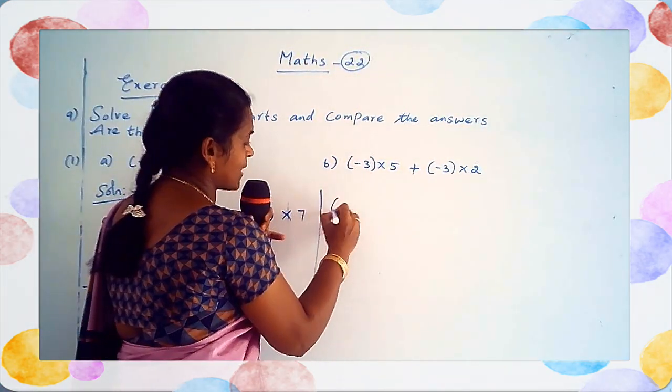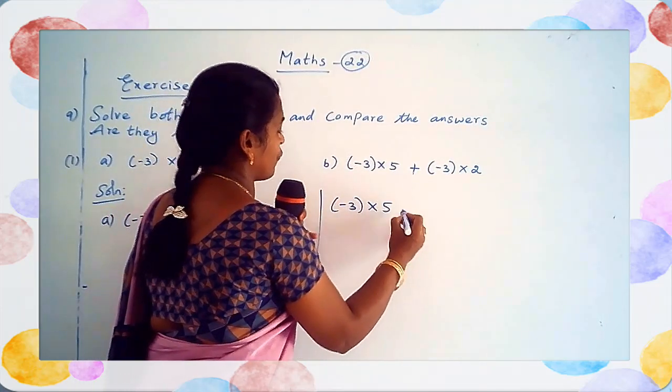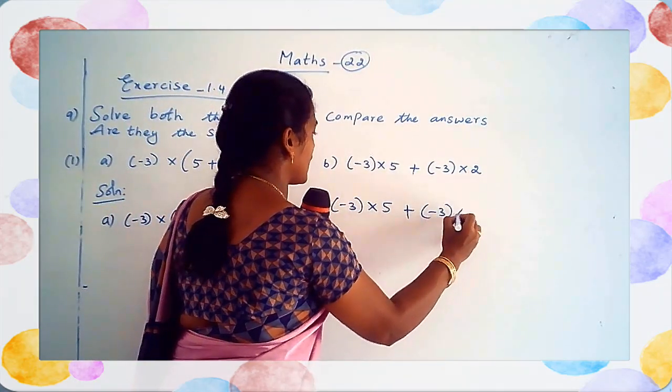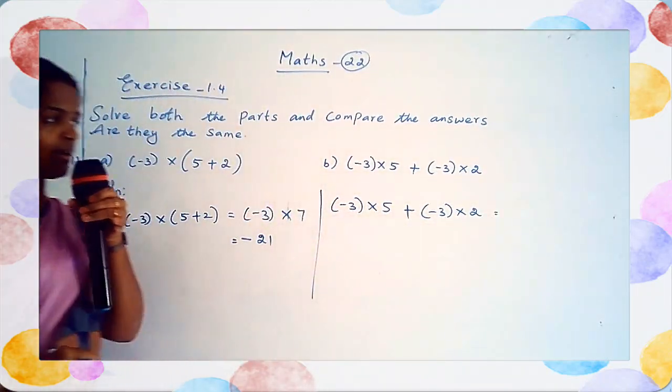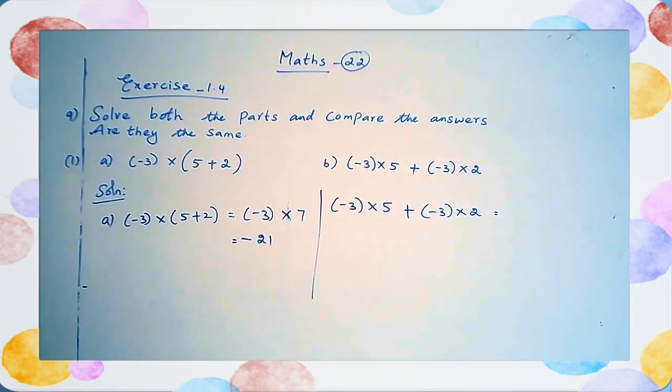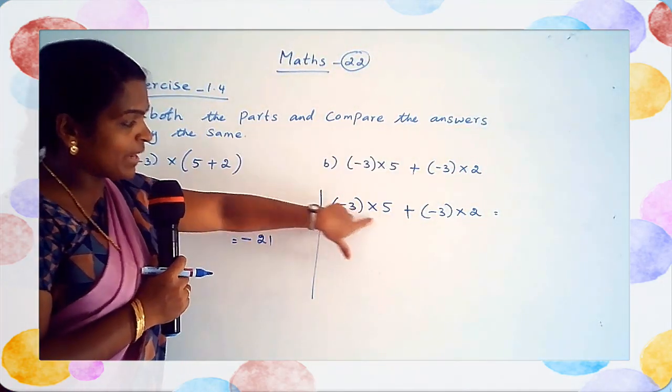What is given in the B part? Minus 3 into 5 plus minus 3 into 2. Here you see plus and multiplication operations are coming. So whenever there is more than one operation we use the BODMAS rule. Here B stands for bracket, O for of, D for division, M for multiplication and A for addition. So first of all we have to find the value of the multiplication operation.